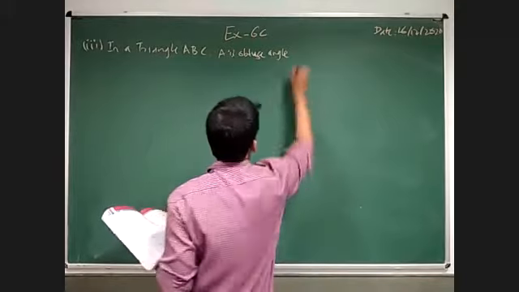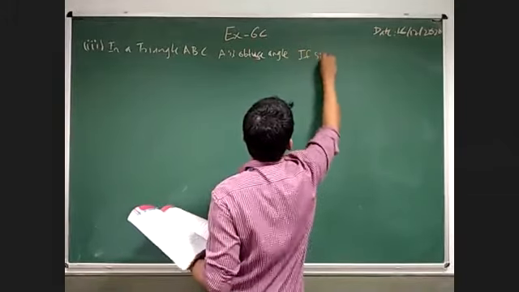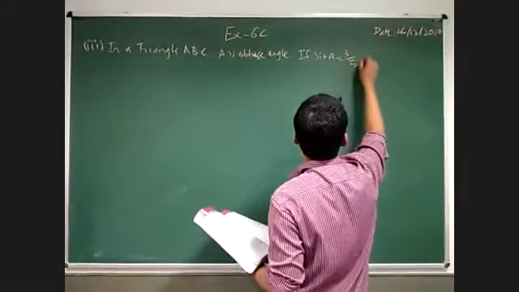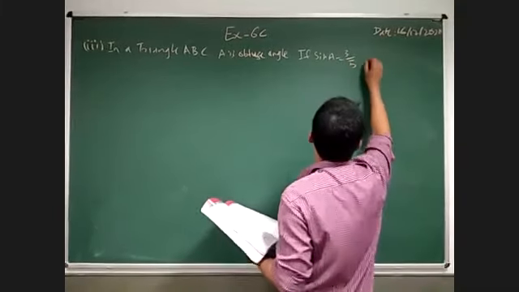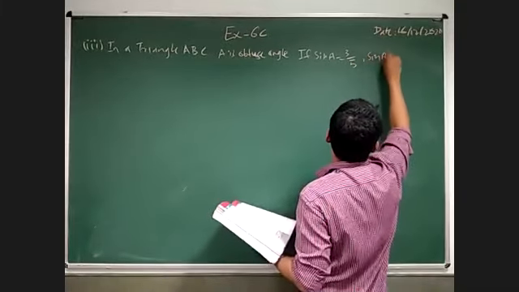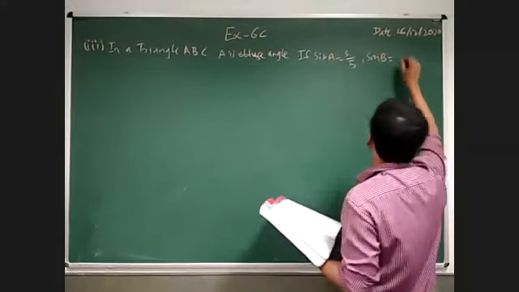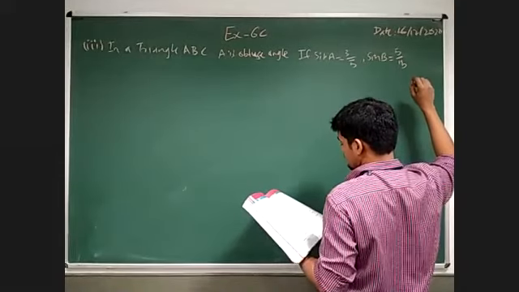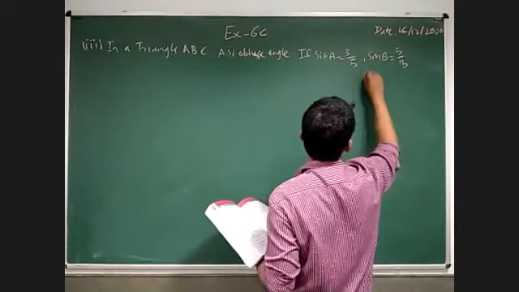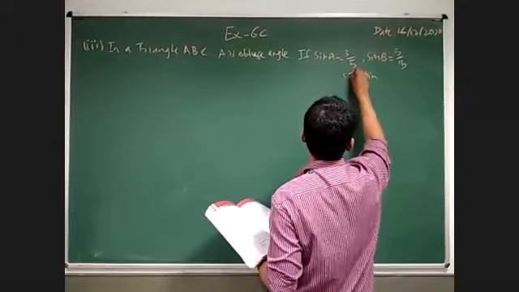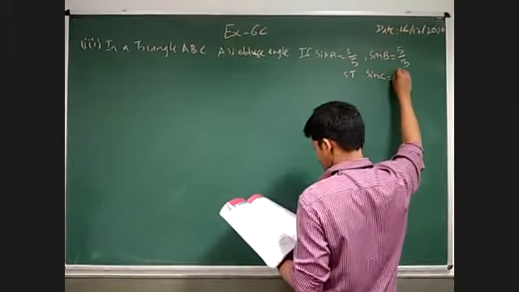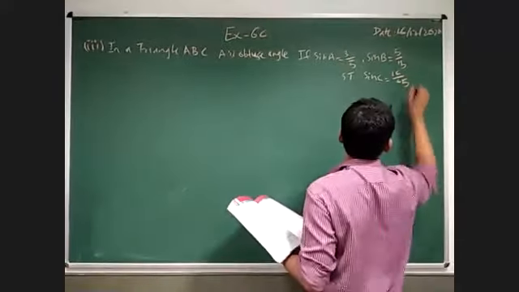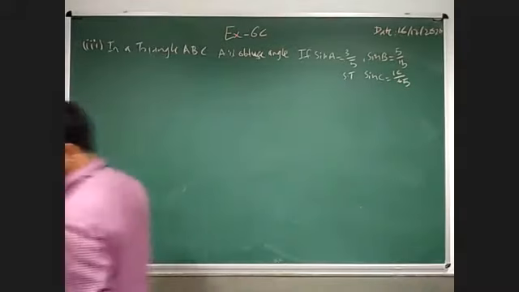If sin A is equal to 3 by 5 and sin B is equal to 5 by 13, then show that sin C is equal to 16 by 65. Okay, so here we have to prove this.